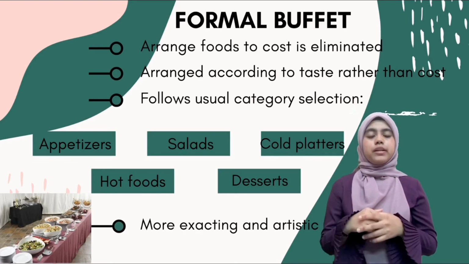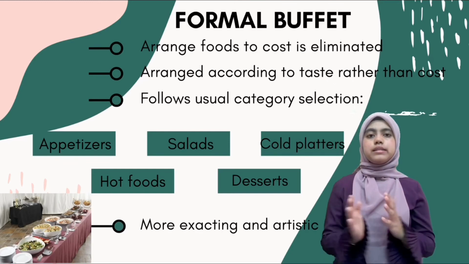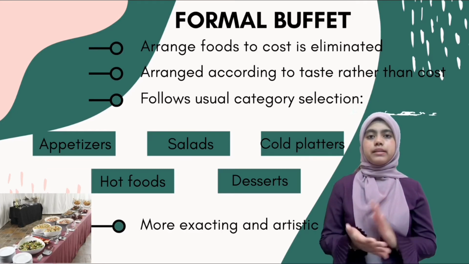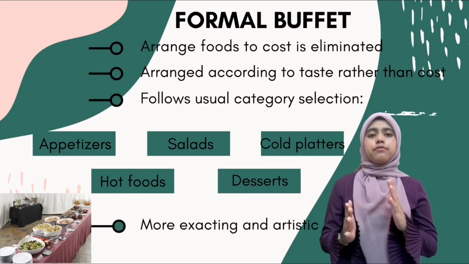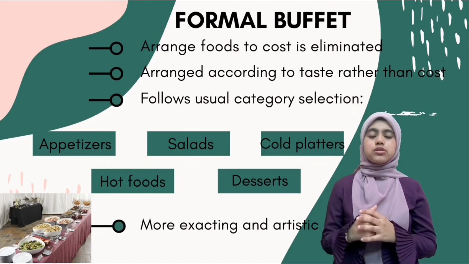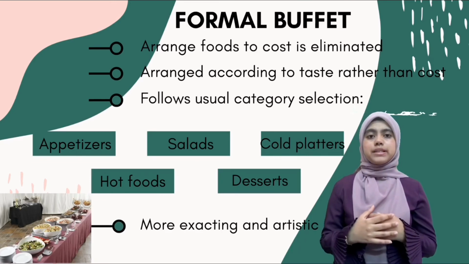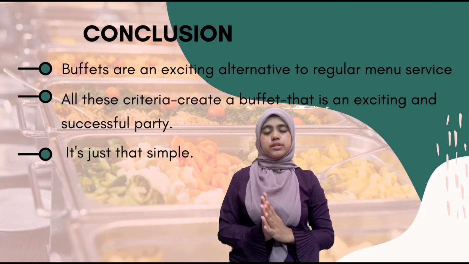The other formal buffet criterion is that they are more precise and artistic. The formal buffet has more classic items and dishes than the usual buffet, as well as some sophisticated items. Higher art forms are also available in a formal buffet, including objects such as ice engraving, salt statues, and painted and blown sugar pieces. Conclusion: buffets are an accepted alternative to regular menu service.